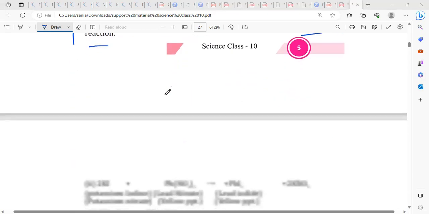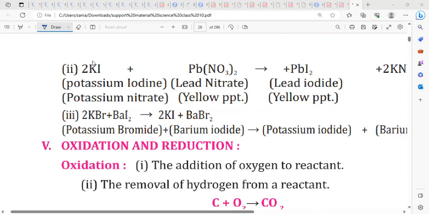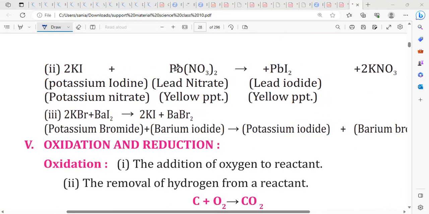Okay. Now let's move to the next example. These are two more examples. One is 2KI plus Pb(NO3)2 gives PbI2 plus 2KNO3. So this is potassium iodide and lead nitrate, and lead iodide, which is a yellow precipitate. So this is the second equation.